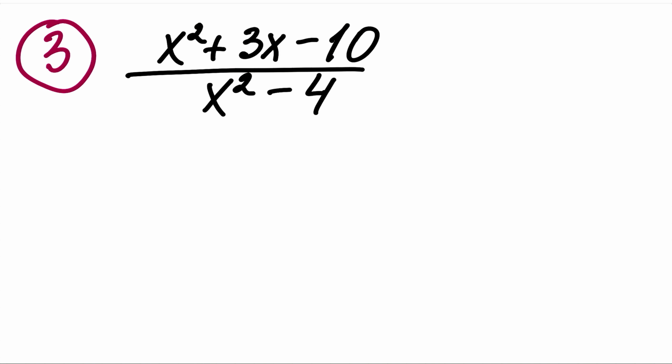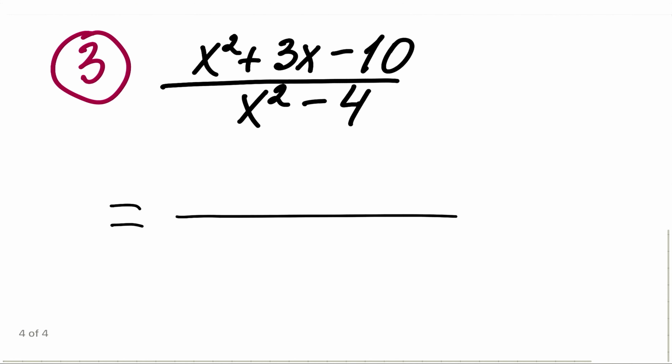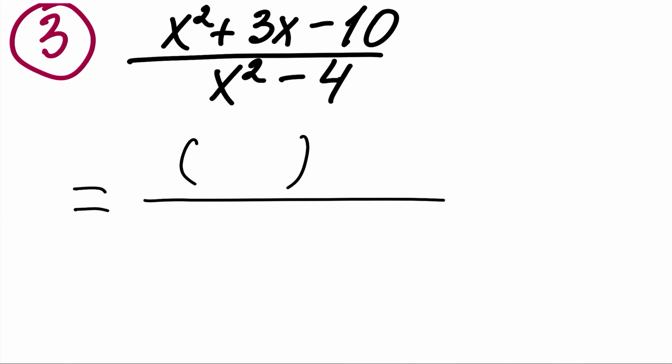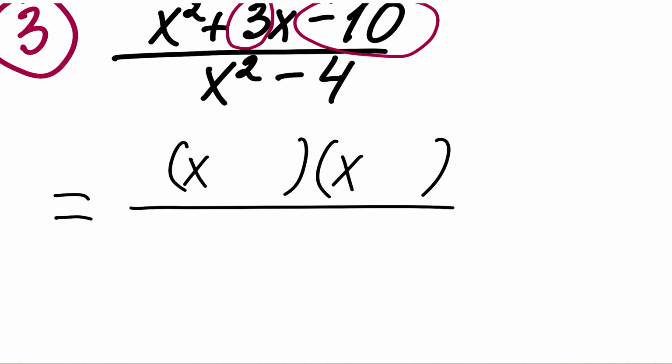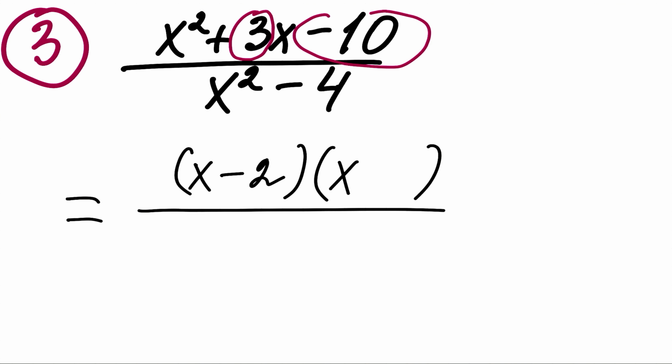Alright, finally the last one. So the top is a standard quadratic, so we're going to use the same approach. It's gonna be two factors being multiplied together, both starting with the x. And again, we're looking for two numbers that multiply to negative 10 and add to positive 3. So it's gonna be negative 2 and positive 5. So let's check our requirements.